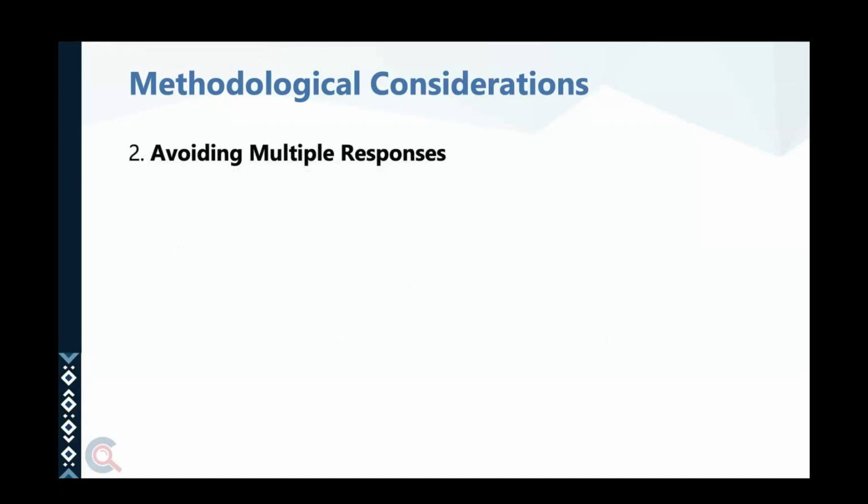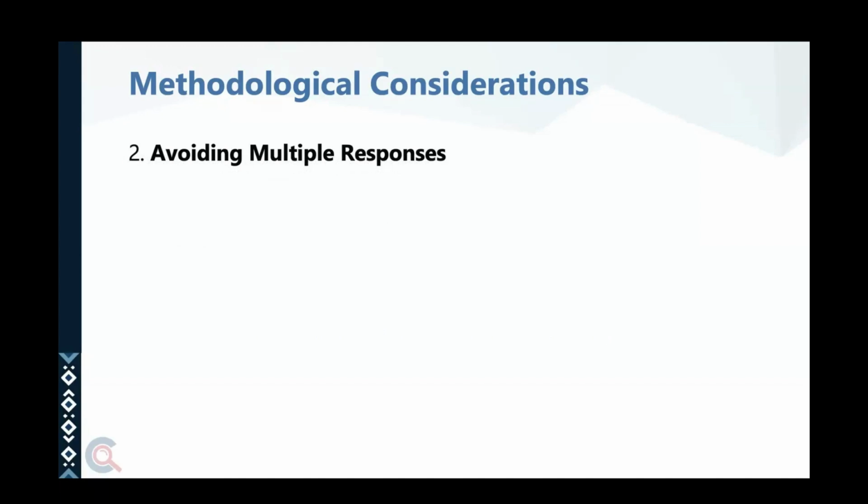The second methodological consideration is avoiding multiple responses. For traditional surveys, you can just pull up to someone's house and give them a form. I know this face, and I've given you this form before. I'm not going to give you the same form again. So at least that's easy in the traditional sense. Or I've been to this office. If I'm going there again, this is another response.